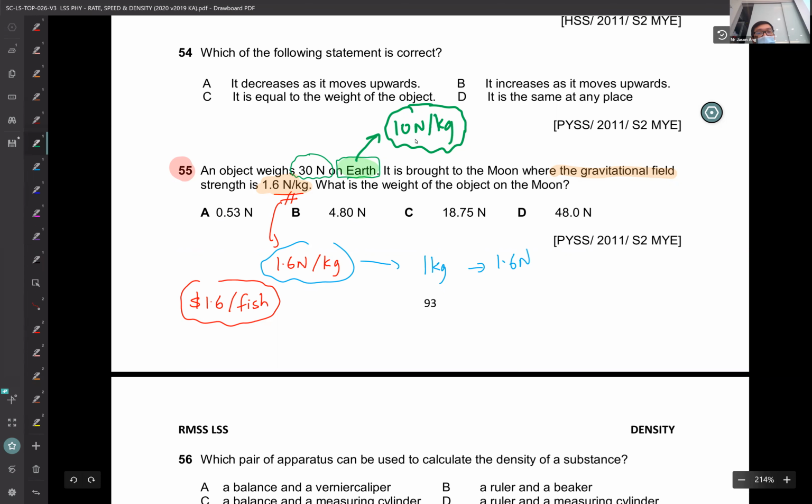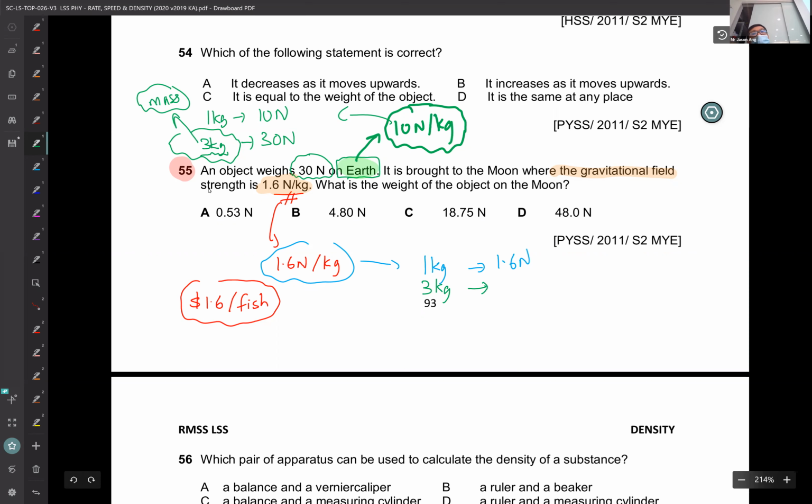So I give you an example. Based on this, I know that every 1 kg is 10 Newton. So if I have 30 Newton on Earth, can you tell me how many kg this will be? Think about this logically. 1 kg is 10 Newton. Now I have 30 Newton on Earth, which is how many kg? 3, right? All of you agree? Now this 3 kg is the mass. And can the mass change? The mass cannot change. So you're going to take this mass, 3 kg.